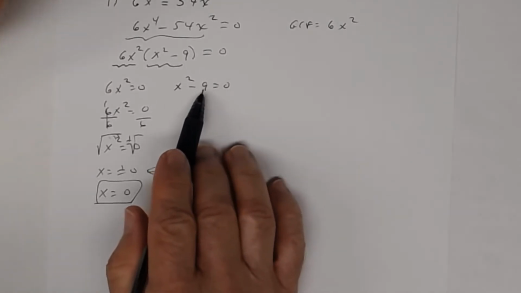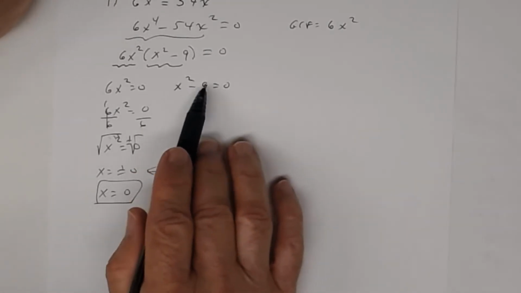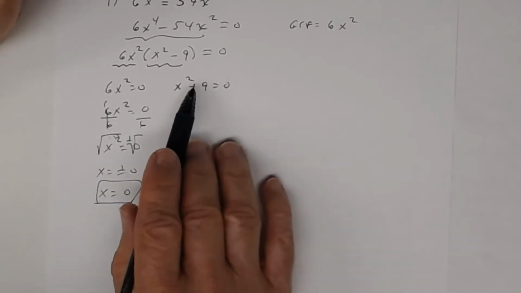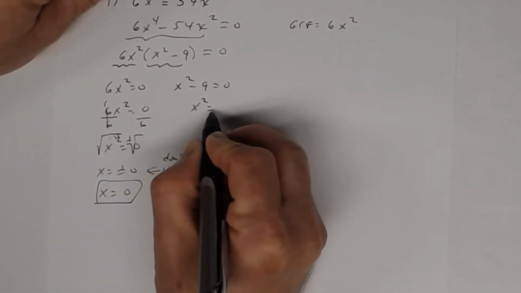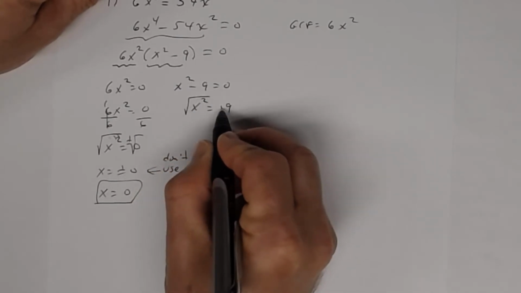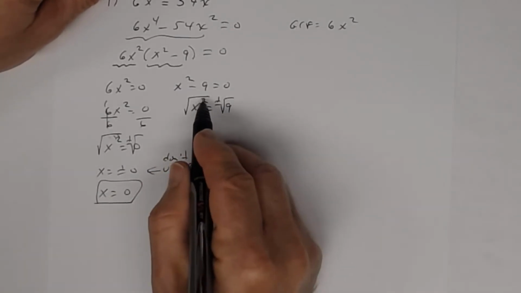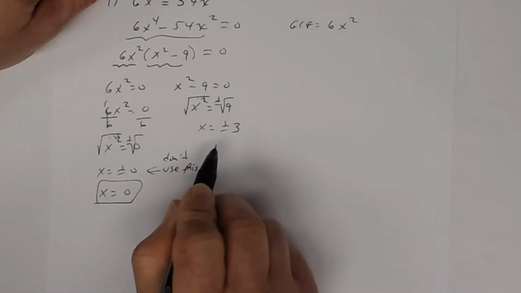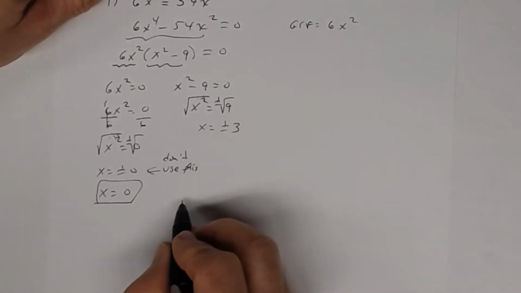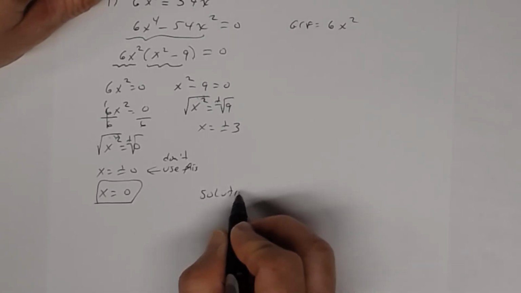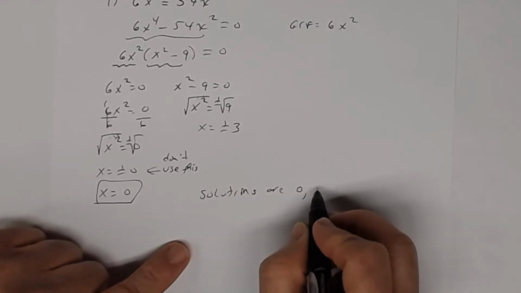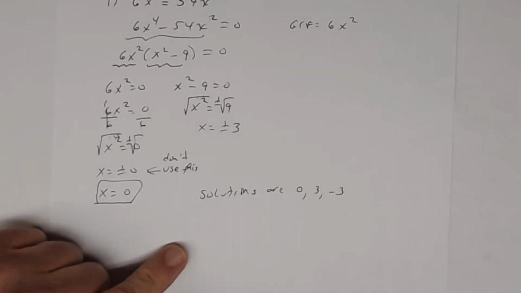Now over here, there are a couple ways you could do this. Since the x term is missing, you could solve this by using the square root property. You bring 9 to the other side, and then take the square root of both sides, plus or minus, and so you get x to be plus or minus 3. All right? And so there are three solutions here. Your solutions are 0, positive 3, and negative 3.